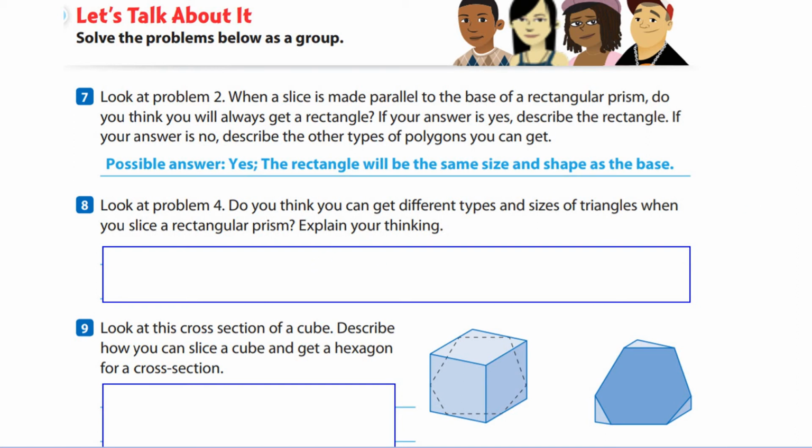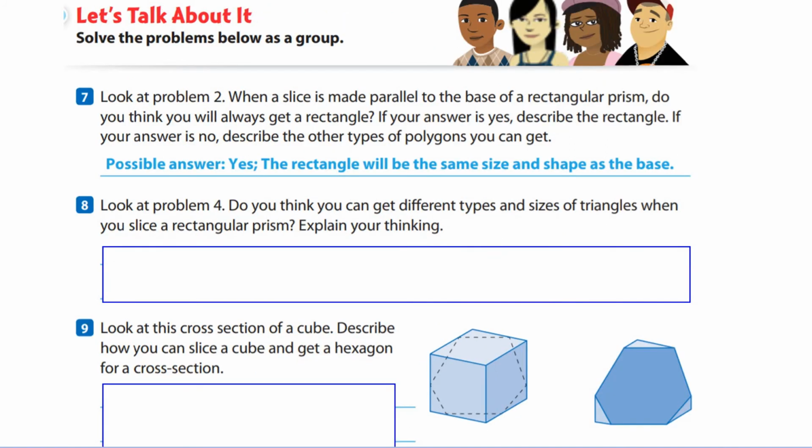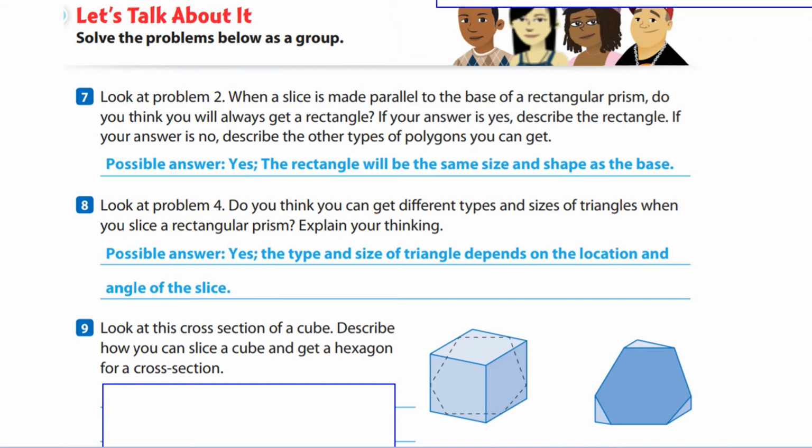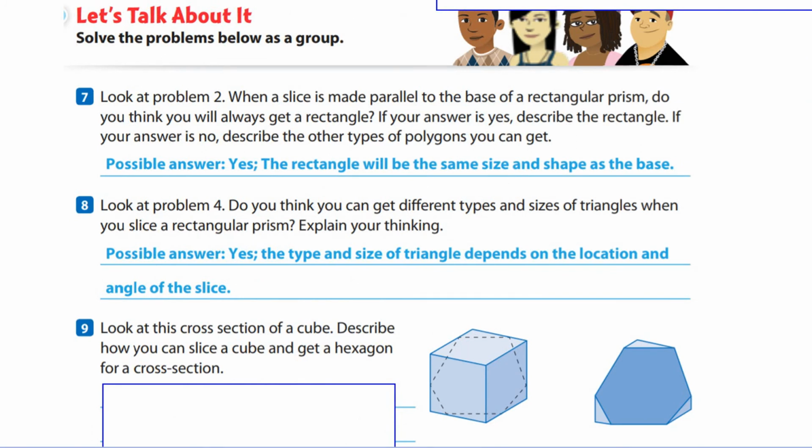Question 8. Look at problem 4. Do you think you can get different types and sizes of triangles when you slice a rectangular prism? And explain your thinking. And again, yes, the type and size of triangle depends on the location and angle of the slice. Think about this one for a sec. Look what this slice was. Imagine if the slice was a little bit more inside. You would get a different size of a triangle.